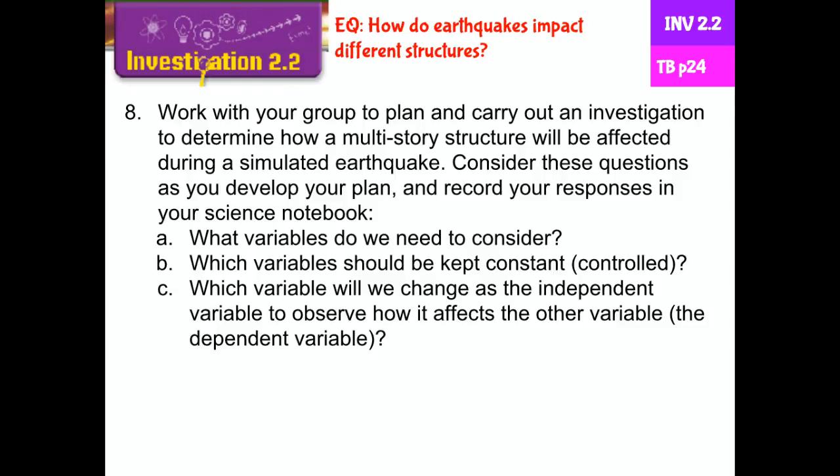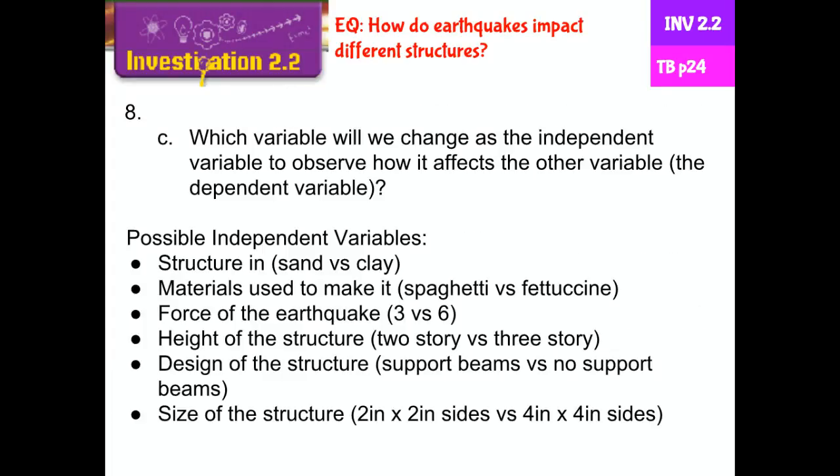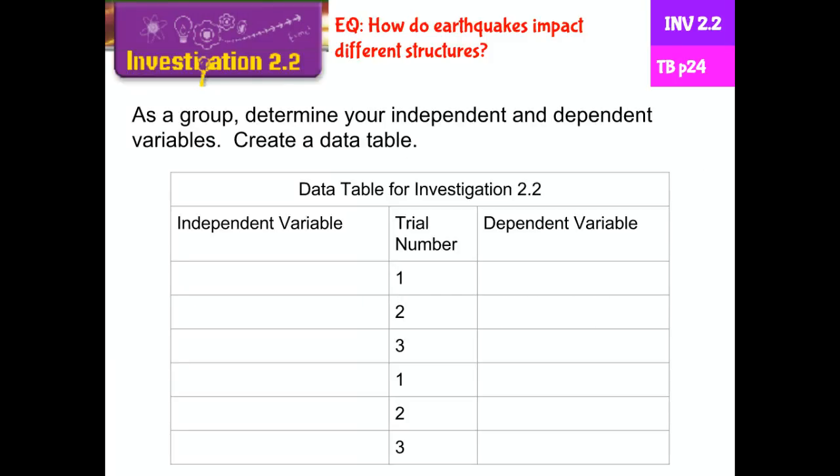And these are some questions you're going to want to talk about as a group and record in your notebook. And then we're going to be talking about which variables we are going to be looking at, independent and dependent variables. And some possible independent variables include the kind of soil the structure is in, the material used, the force, the height, the design, and the size of the structure.